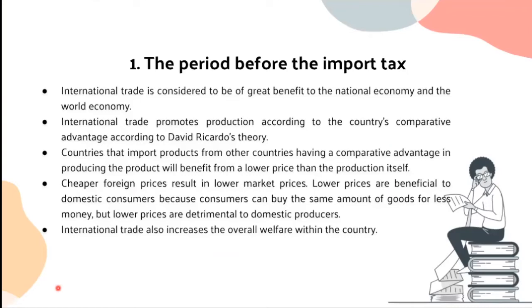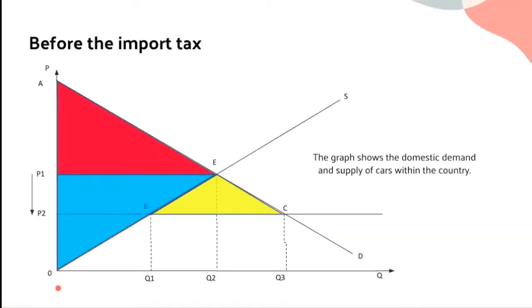Cheaper foreign prices result in lower market prices. Lower prices are beneficial to domestic consumers because consumers can buy the same amount of goods for less money, but lower prices are detrimental to domestic producers. International trade also increases the overall welfare within the country. It can be described with the following graph.